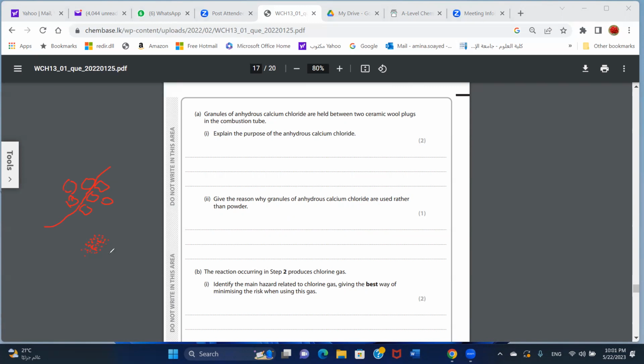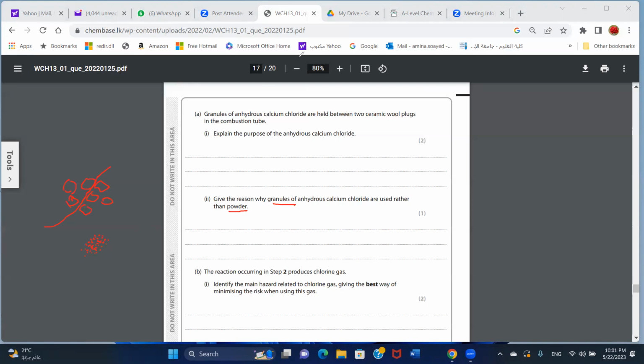Okay, so when they said, give a reason why granules of anhydrous calcium chloride are used rather than powder, that's because it allows the chlorine gas to pass through the granules. If it's a powder, it will not be allowed to pass through easily. It will pass, but with difficulty. Okay, thank you.